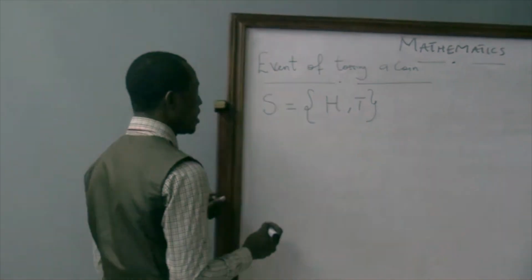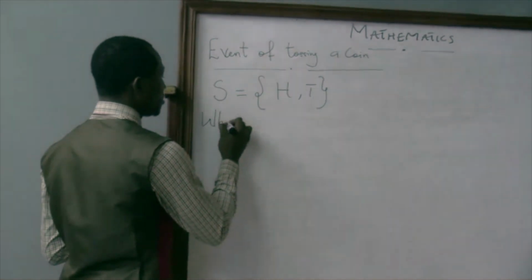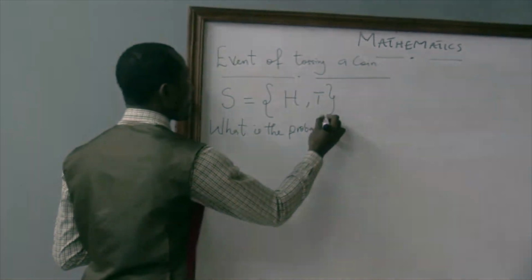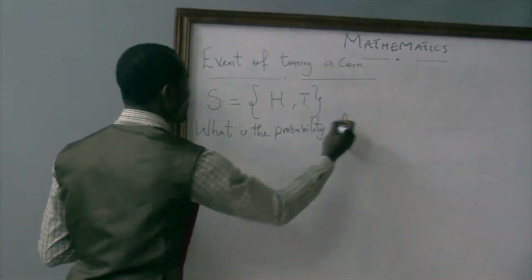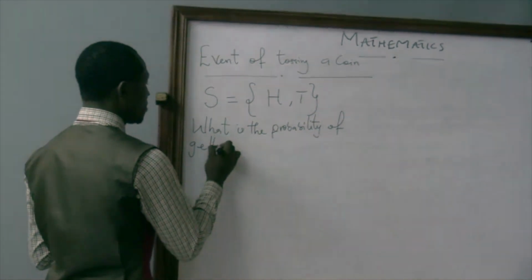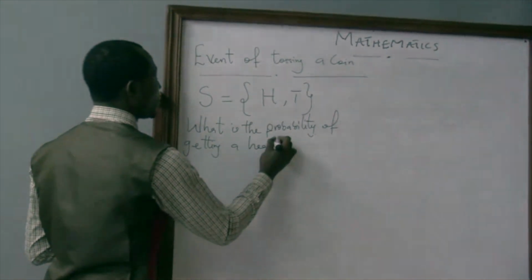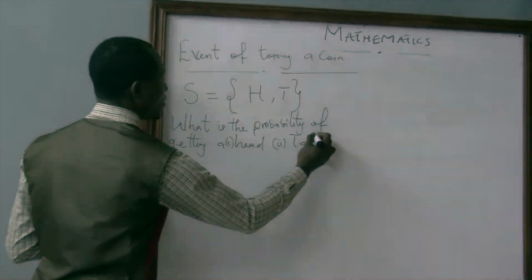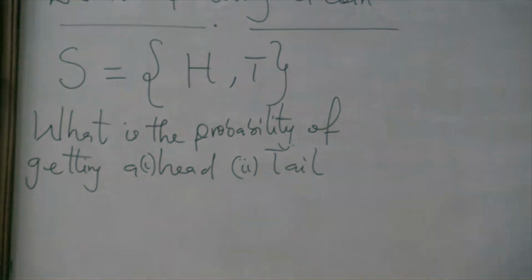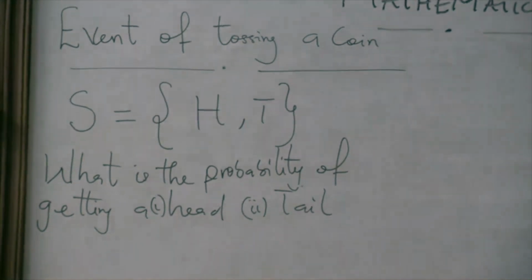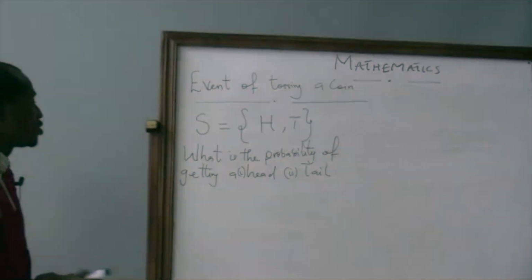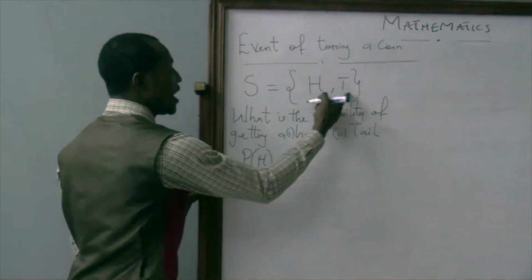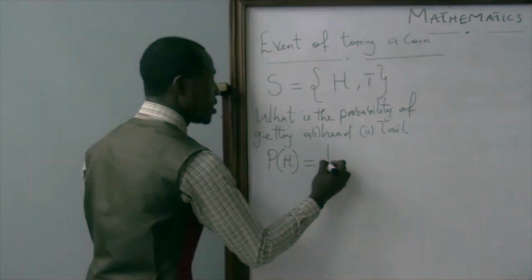So if we are asked now, what's the probability of getting a head or a tail? So a head, what we just do is probability of getting a head is equal to how many heads do we have in the sample space? 1 over 2.